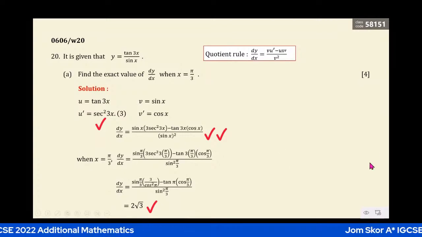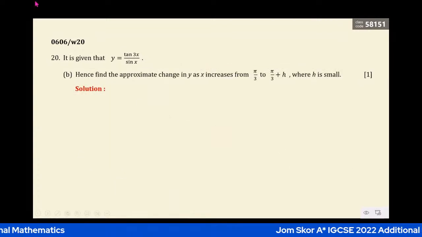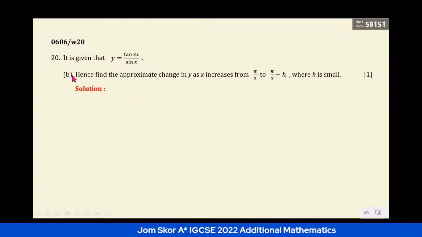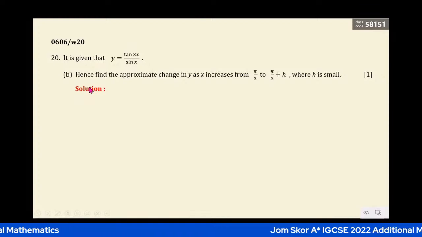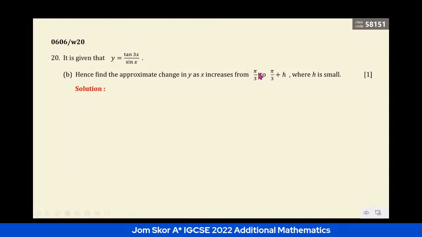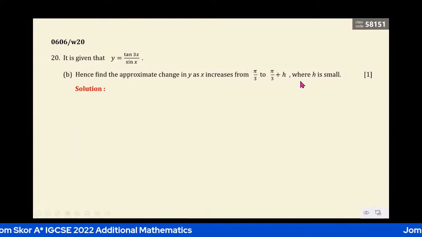Okay, so itu number 20A. 20B, hence lagi. Hence meaning that you have to use whatever you get before. Okay, so kita dapat apa yang last kali tu? dy/dx is 2 root 3 kan? Okay, find the approximate change in y as x increases from pi over 3 to pi over 3 plus h. H is small. Okay, so yang ini small change.